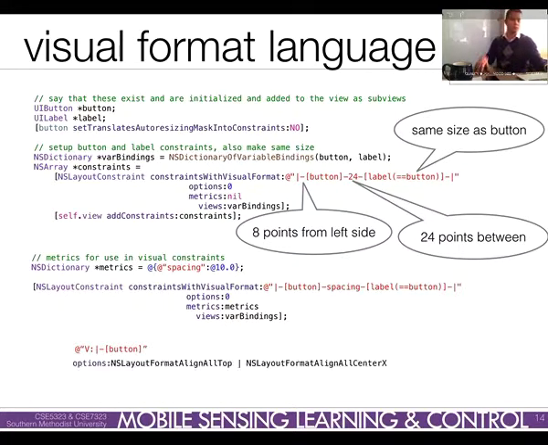Okay? You can also specify options, right? So if I wanted the button and the label to have their tops aligned, or if I wanted their centers to be aligned, if I was adding a vertical constraint, in this options parameter I can give it this right here, which is nothing more than a bit mask. Okay?